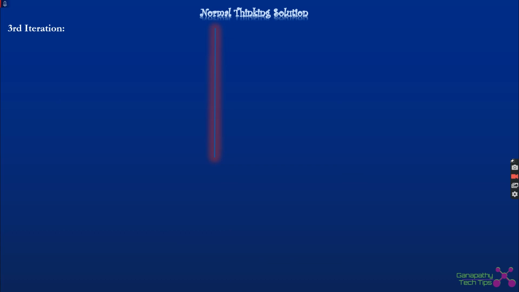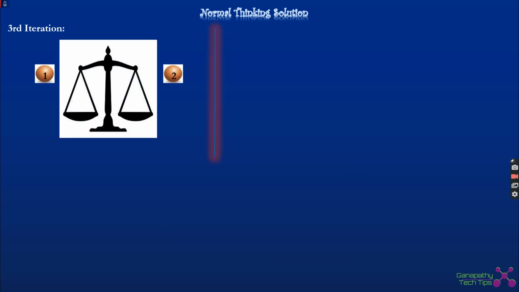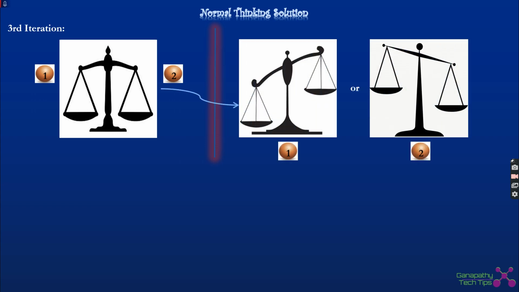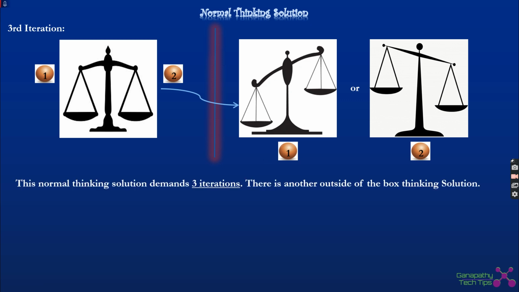So we go ahead with the third iteration, where we put those 2 possible suspects on both sides of the weighing balance. This will yield one of the results. Whichever side goes down, we understand that ball is weighing heavier. So this is the typical normal approach which requires a minimum of 3 iterations to identify the wooden ball which weighs higher.